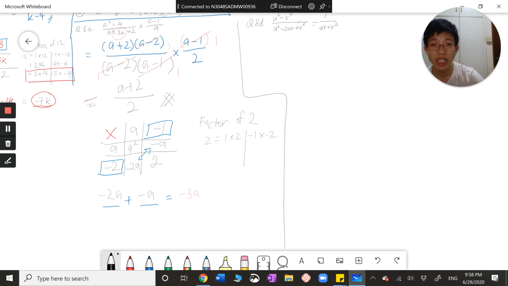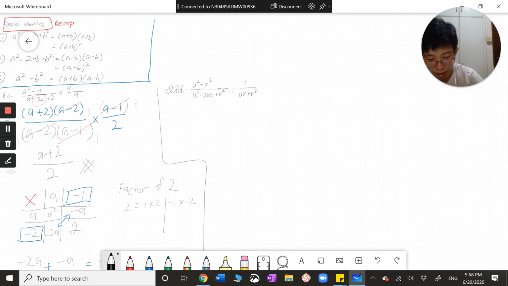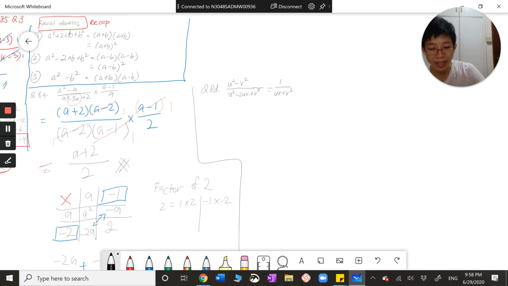So now let's look at the last one, question 8d. Question 8d, you also make use of the special identity. It's just a times sign. So first step, we need to swap the fractions first. So u square minus v square, u square minus 2uv plus v square, times uv plus v square over 1.